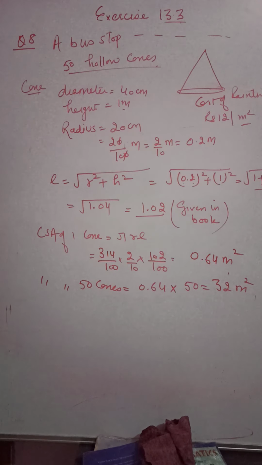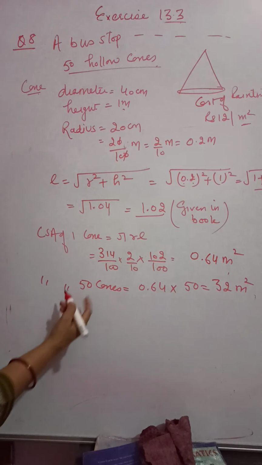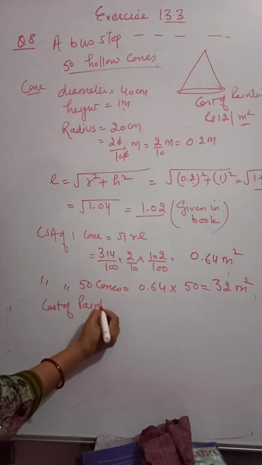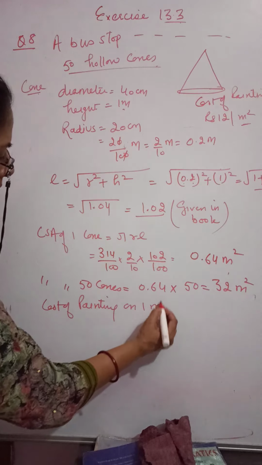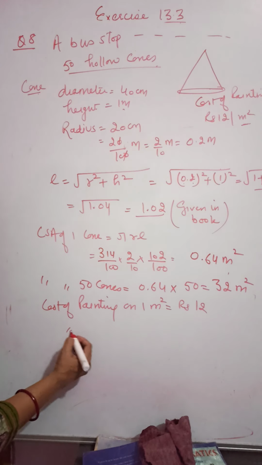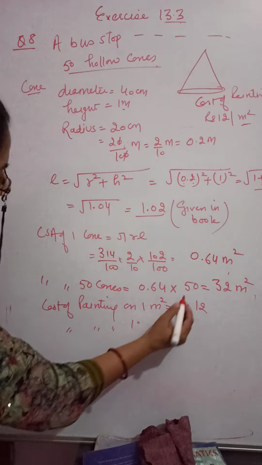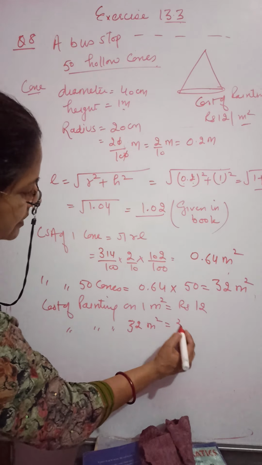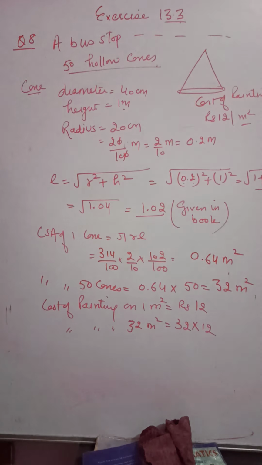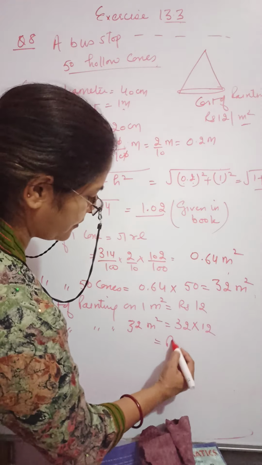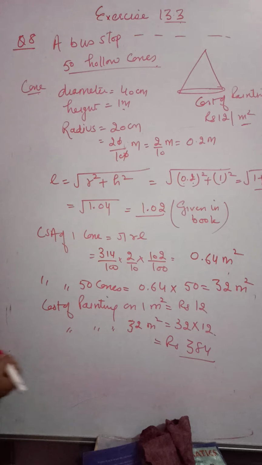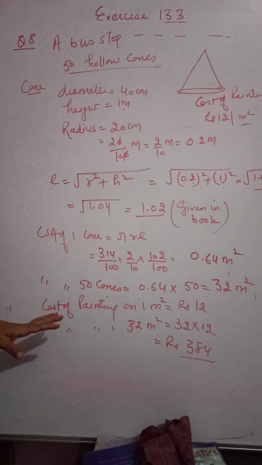Clear? Is it clear? Now we have to find the cost of painting. The cost of painting on 1 meter square is rupees 12. The cost of painting on 32 meter square will be 32 into 12. And what answer will you be getting? You will be getting rupees 384. Very simple question it is.